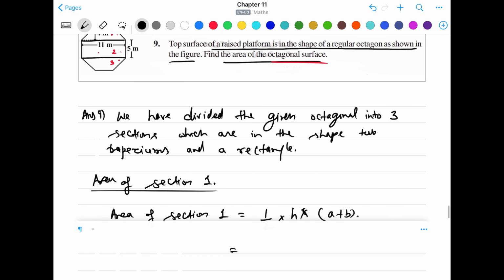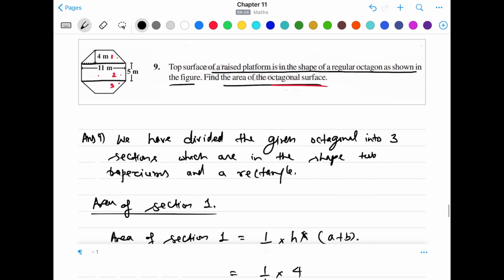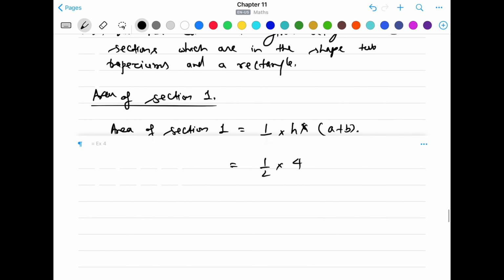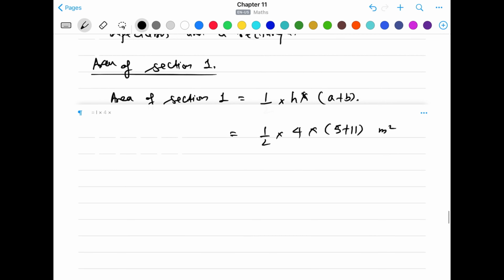So from the figure, it's given that the height here is 4, so we have 1 by 2, height is 4. The other parallel sides: this side is given as 5. Since it's an octagon, all 8 sides are of the same measurement. Since this is a regular octagon, this side is also 5 meter. So A and B here are 5 and 11 meter. The common unit will be meter square.